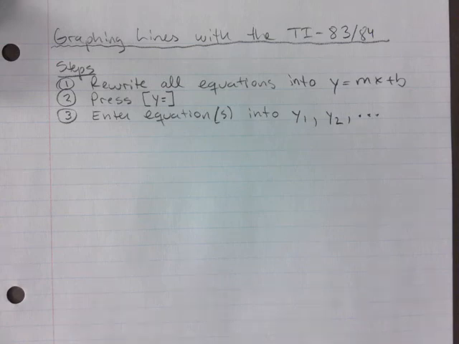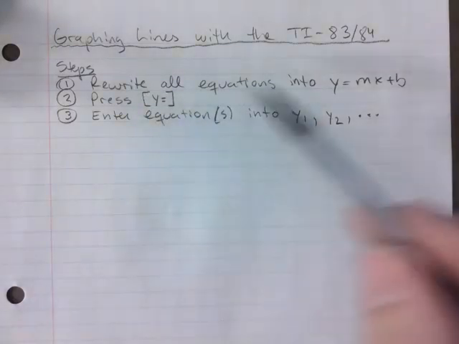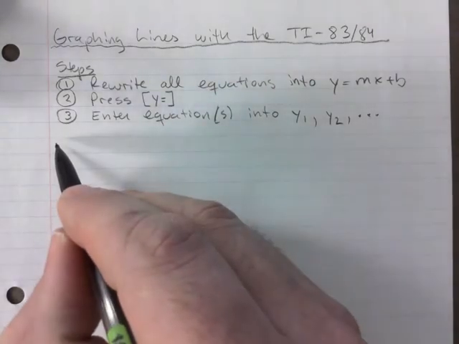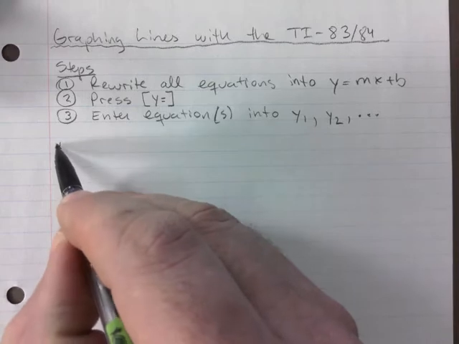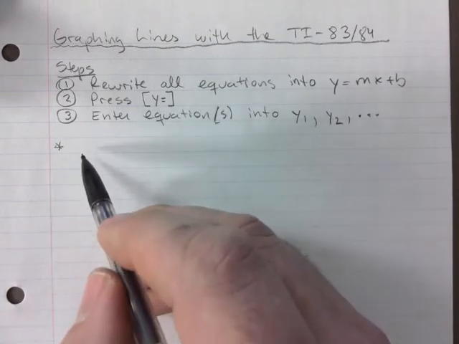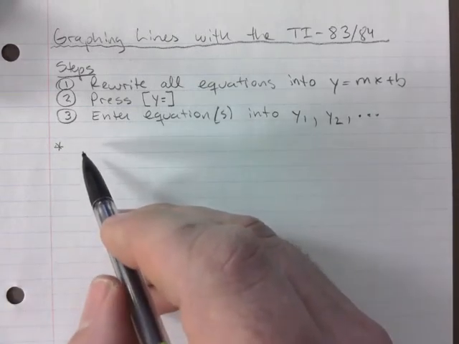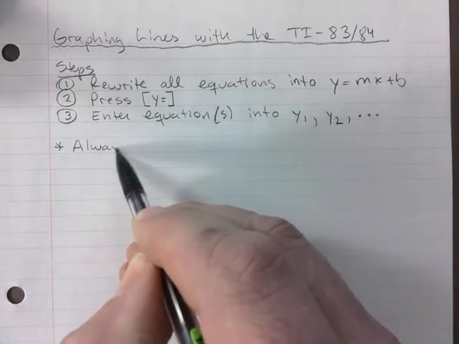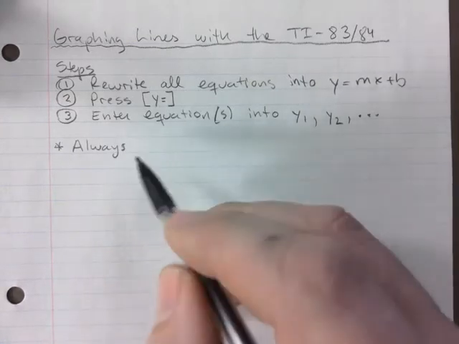Inequalities, just so you know, that's where we're headed. So I stay linear, just lines, but then we're going to go to inequalities. Okay, so these are the 3 steps. Rewrite, press y equals, enter the equations. But here are some stars that are very important. These are going to save you a lot of grief. This is from all my years of teaching how to use a calculator.